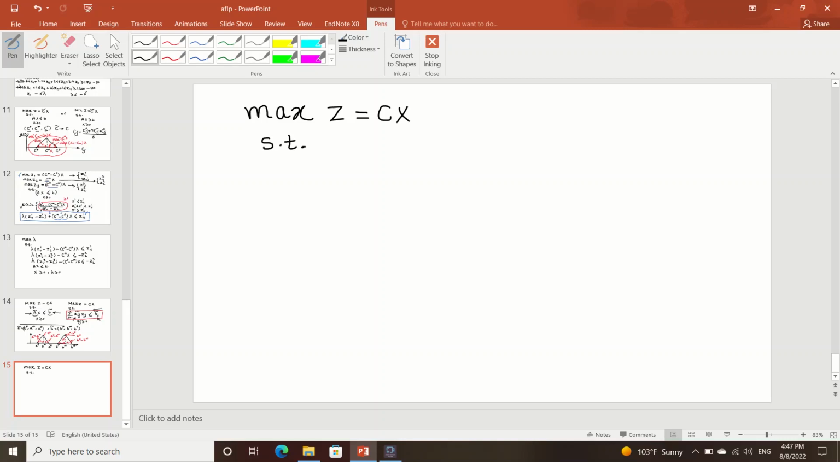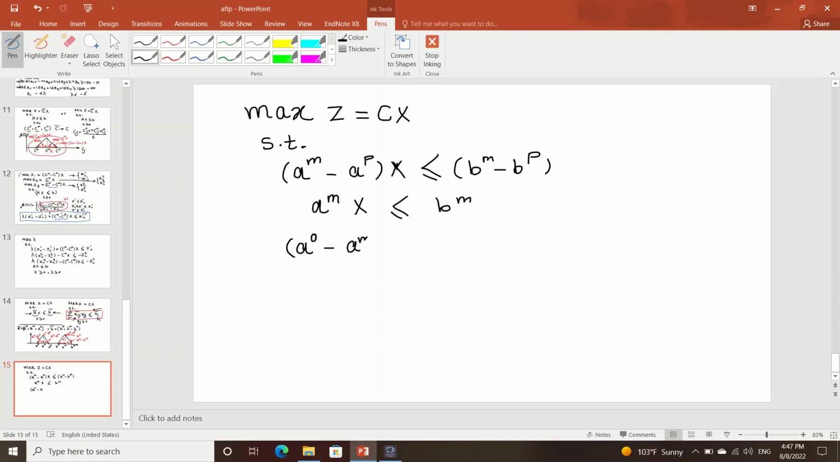So, in the first place, we write (AM minus AP) x less than BM minus BP, and AM x is less than BM, and in the third constraint we assume that (AO minus AM) multiplied by x is less than BO minus BM.